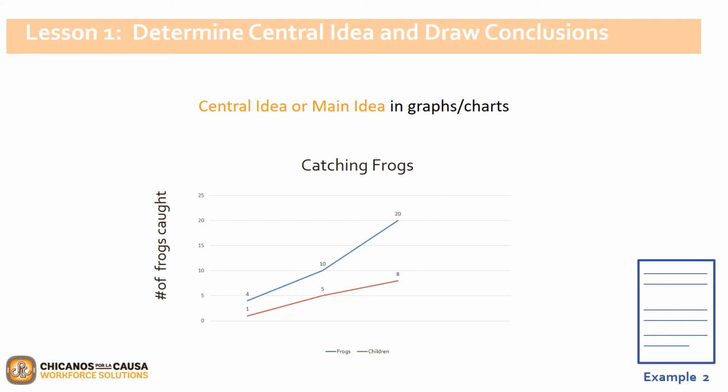Let's see. The vertical axis is labeled number of frogs caught, and the horizontal axis lists 2 categories, frogs and children. Without any other explanation given, we can infer from the line graph that the number of frogs caught increases with the number of children looking for frogs. For example, you can see that when there was 1 child looking for frogs, that child only caught 4. On the other hand, when there was a total number of 8 children looking for frogs, they caught 20. That is a huge difference, don't you think?